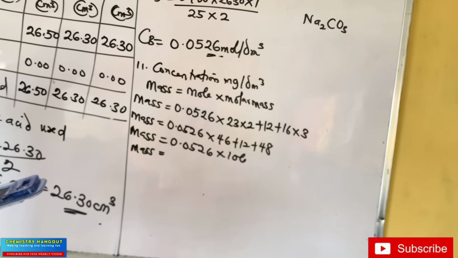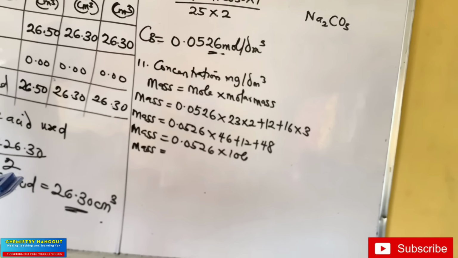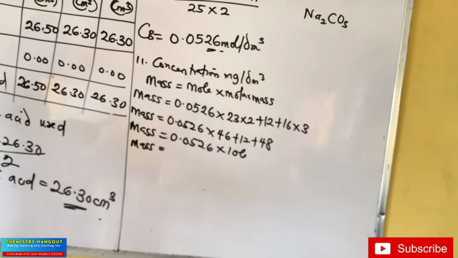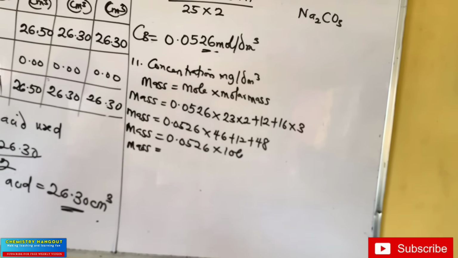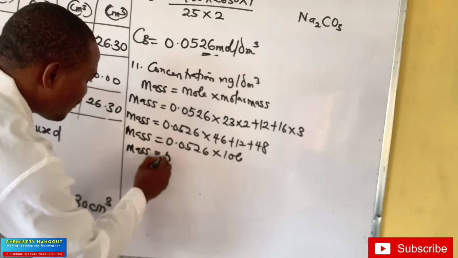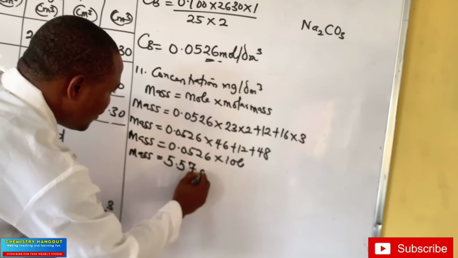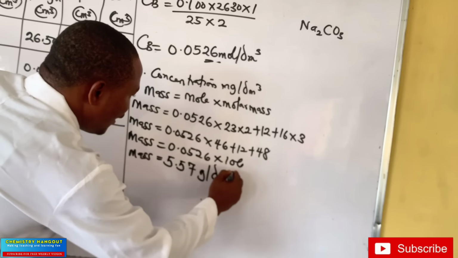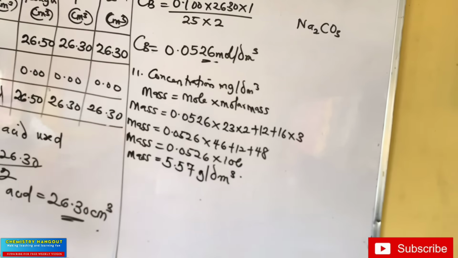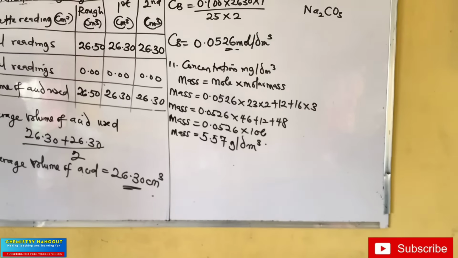0.0526 times 106. That's giving us 5.57. So let me just do that. 5.57 gram per dm cube. Did you see that now? 5.57 gram per dm cube.